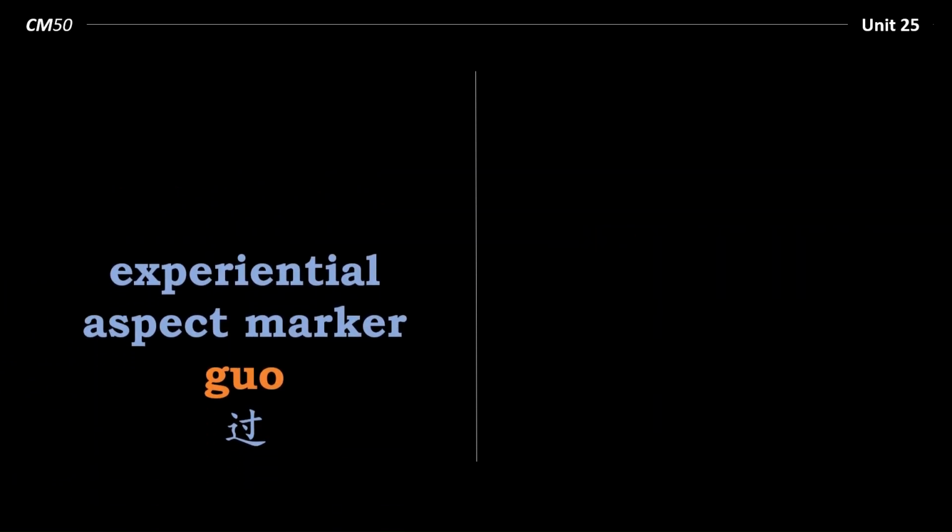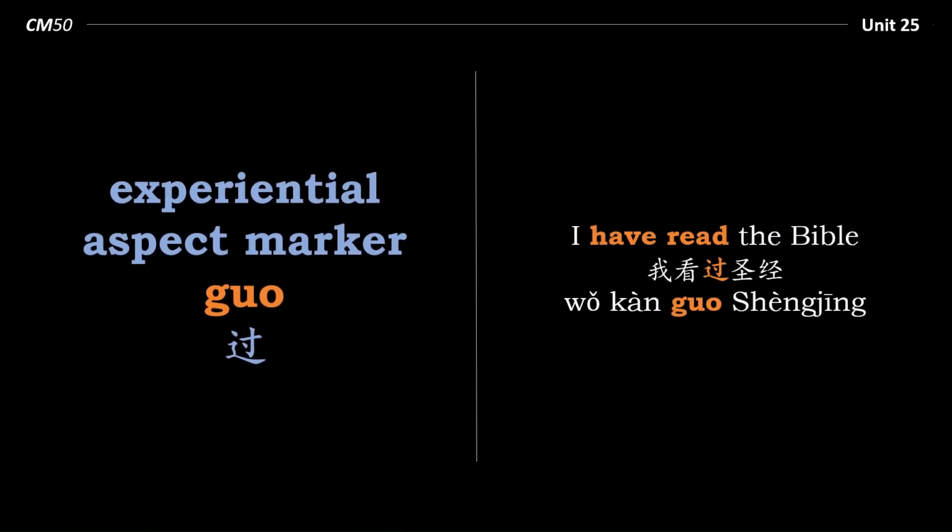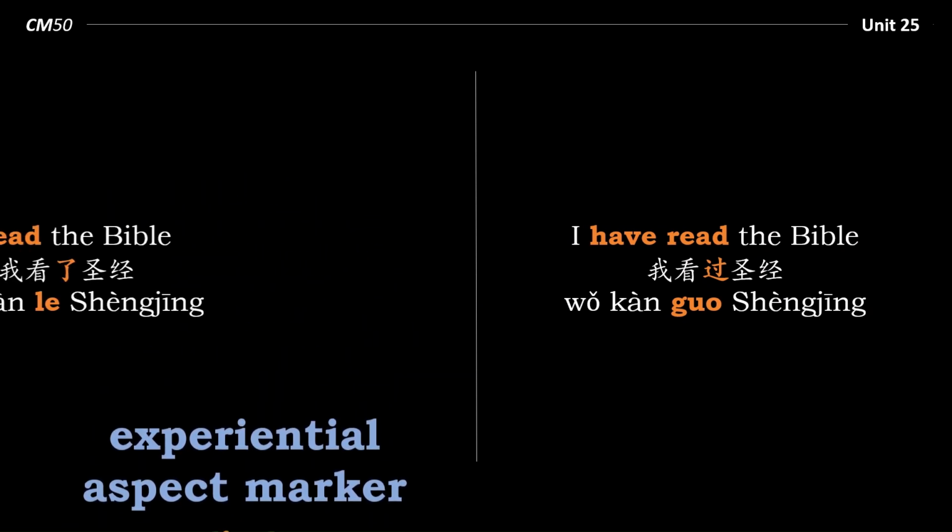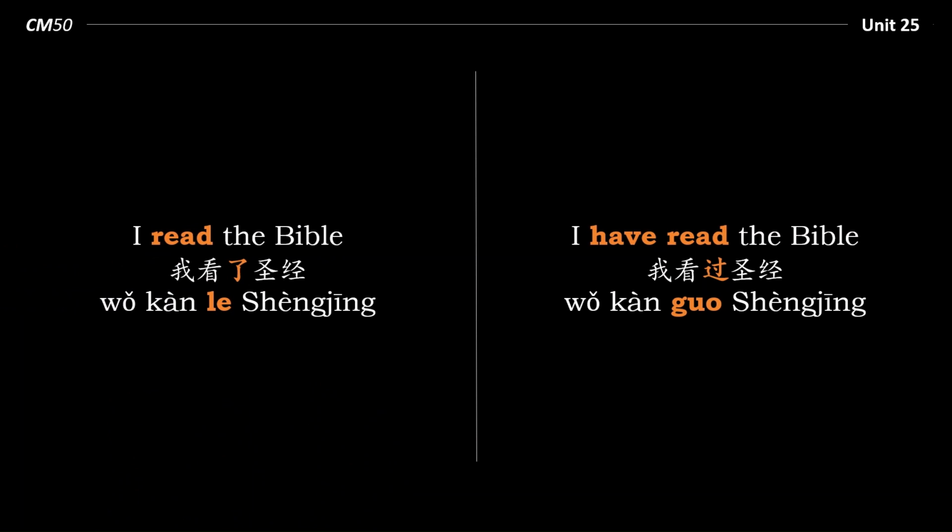Here's another sentence. I have read the Bible. 我看过圣经. I have had the experience of reading the Bible at least once in the past. I read the Bible. 我看了圣经. This just highlights that the action has been completed.